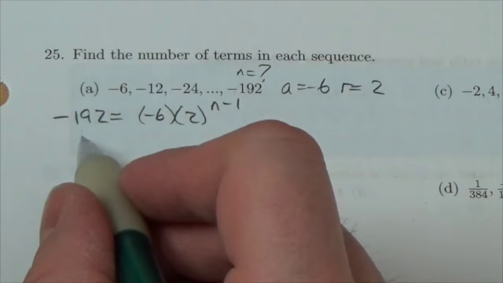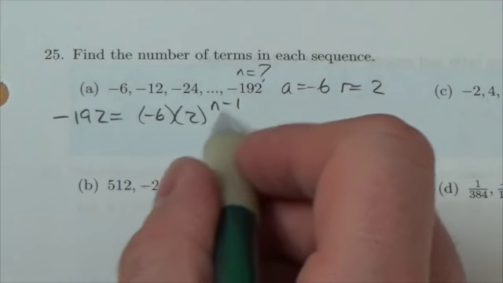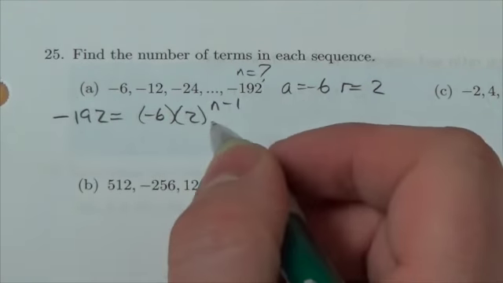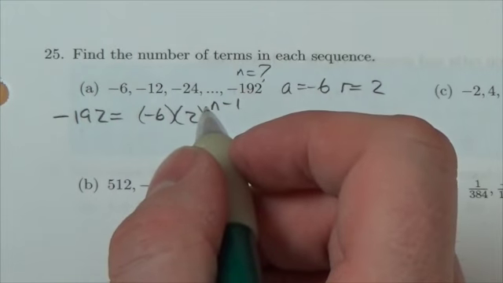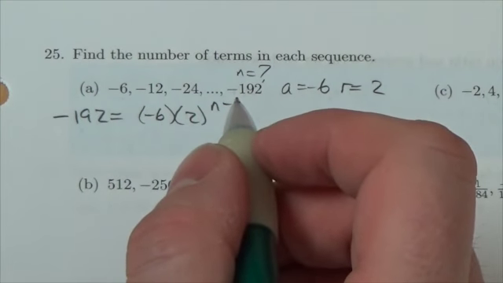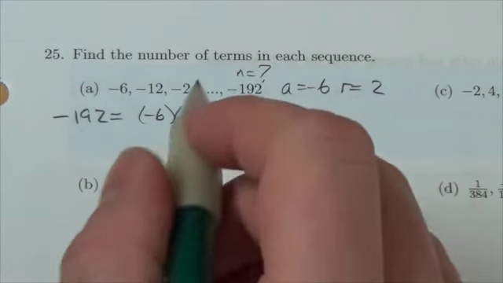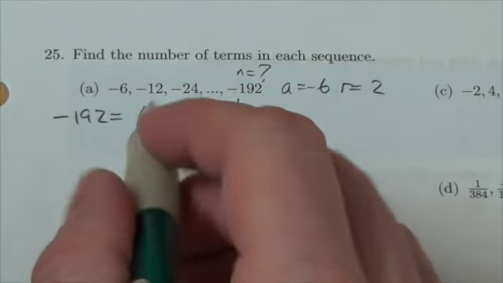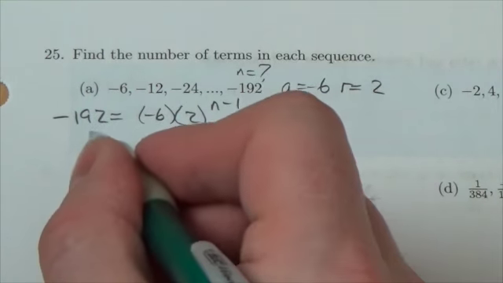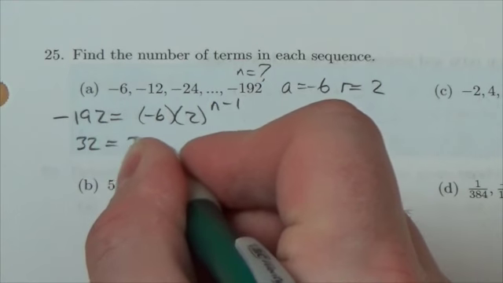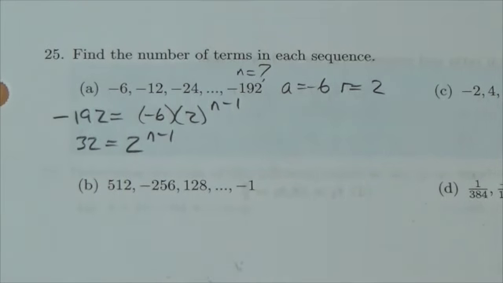Okay, so the very first thing I want to do here is isolate. Basically, I'm trying to solve for n here. Now, I'm not going to be able to do this super directly. Like I said, you'll see in Math 30 that there is a more direct way of handling this, but the first thing I'm going to do is divide by negative 6. That's going to get me 32 equals 2 to the n minus 1.